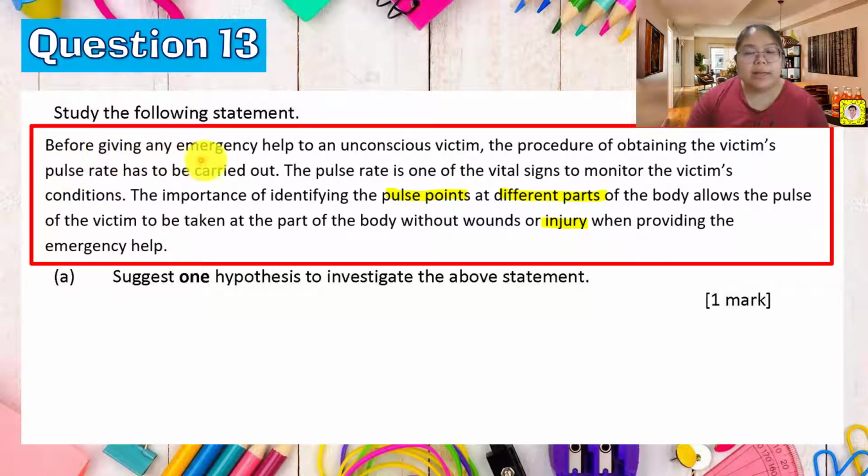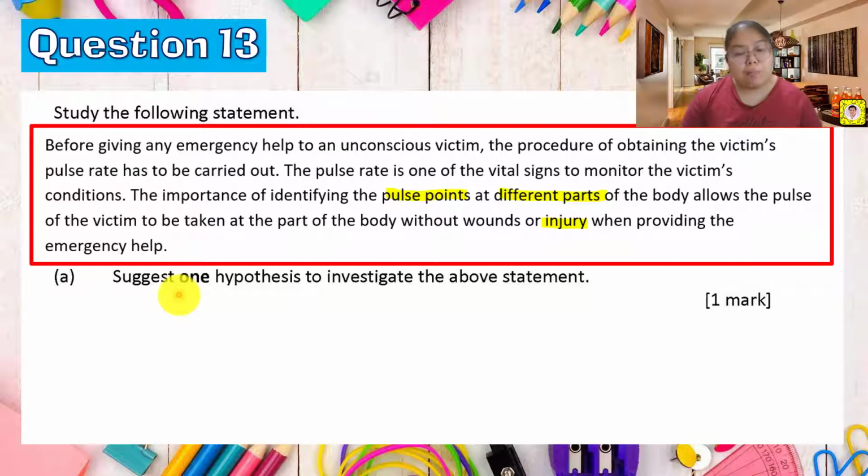Okay, before giving any emergency help to an unconscious victim, the procedure of obtaining the victim's pulse rate has to be carried out. Now the pulse rate is one of the vital signs to monitor the victim's condition. Okay, the importance of identifying the pulse point at the different parts of the body allows the pulse of the victim to be taken at a part of the body without wounds or injury when providing the emergency help. So that means you need to find out the pulse point for the different parts of the body. After that, you want to check the pulse of the victim.